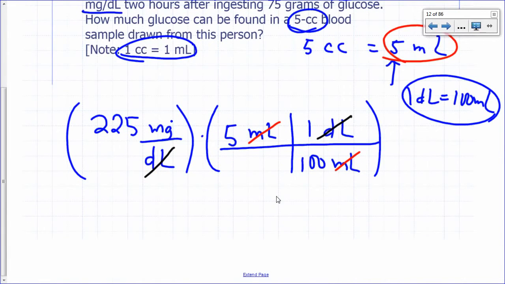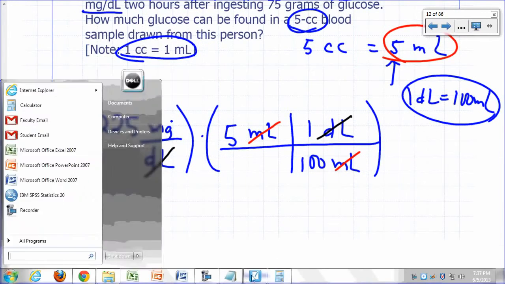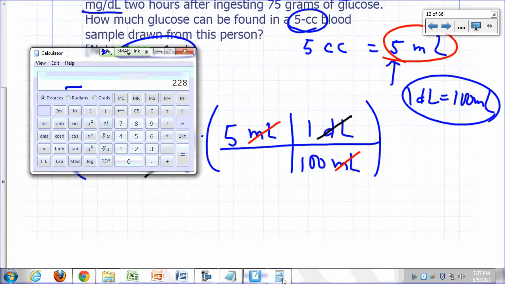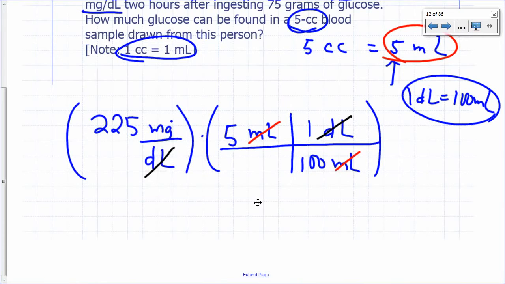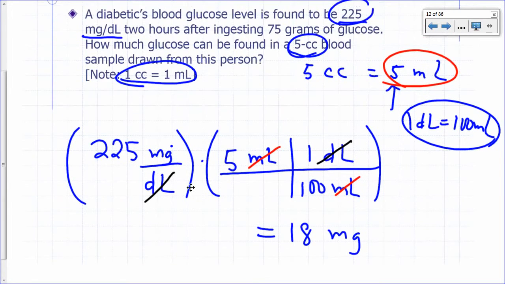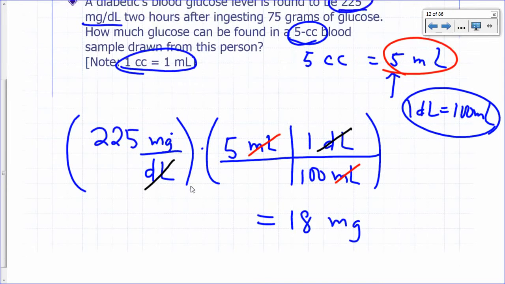And that would be 225 times 5 divided by 100. That gives you 18 milligrams. That would be the amount of glucose in a 5 cc sample.